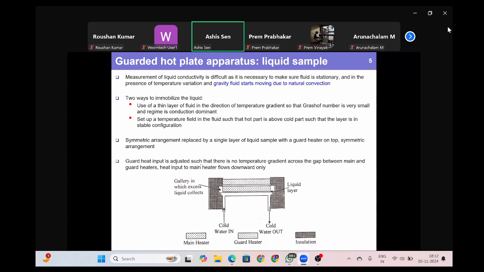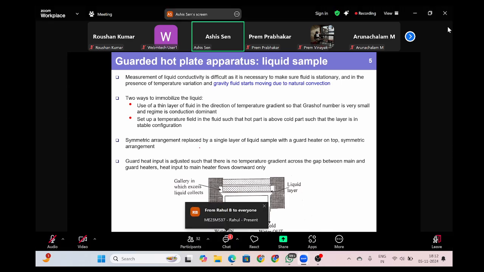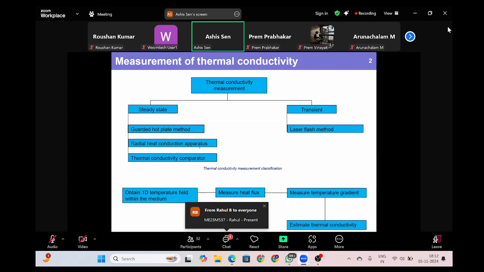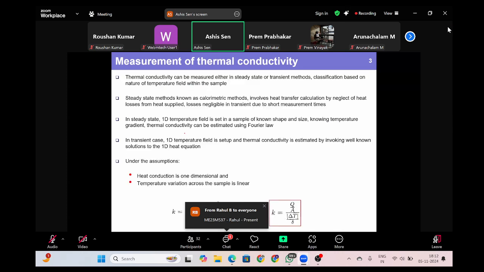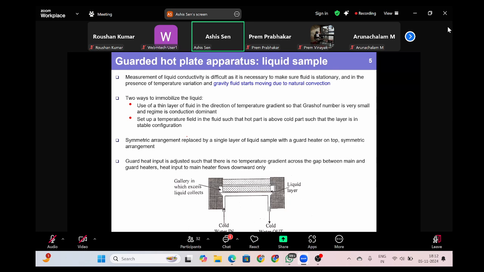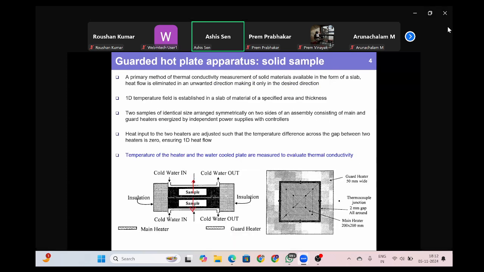This is the second apparatus, which is known as another guarded hot plate method. Here, this is basically used for solid sample. Okay, this arrangement is used for solid sample.